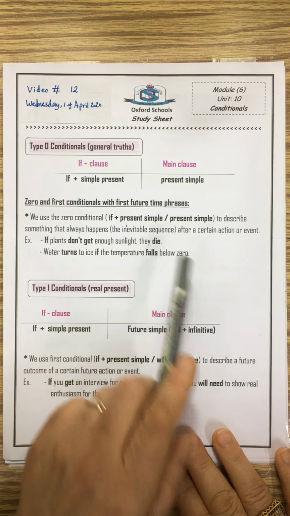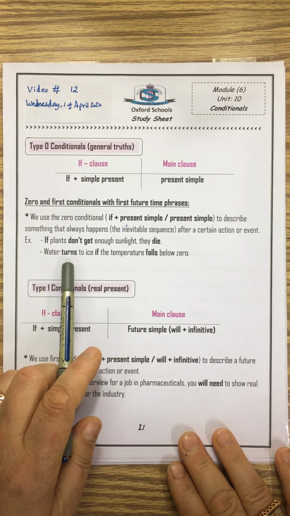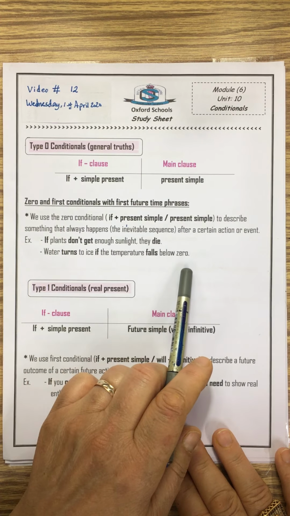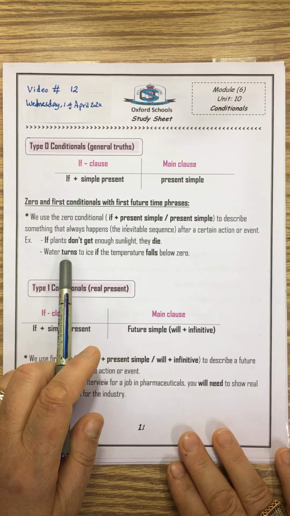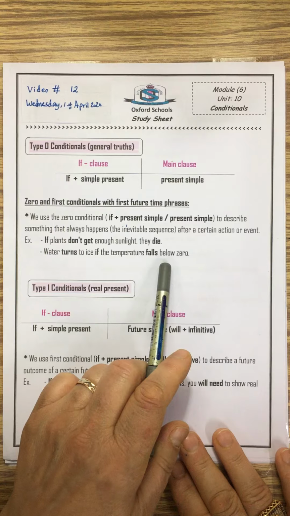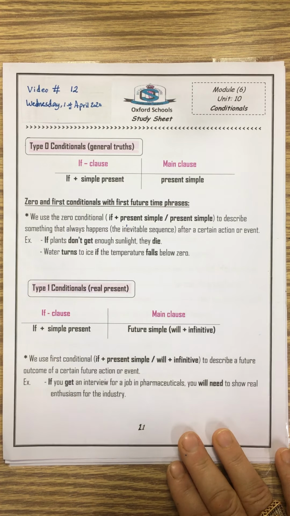The sunlight, they die. Water turns to ice if the temperature falls below zero. Water turns, this is simple present, it has S because we have water. If the temperature falls below zero. This is type 0. Now let's move to type 1.